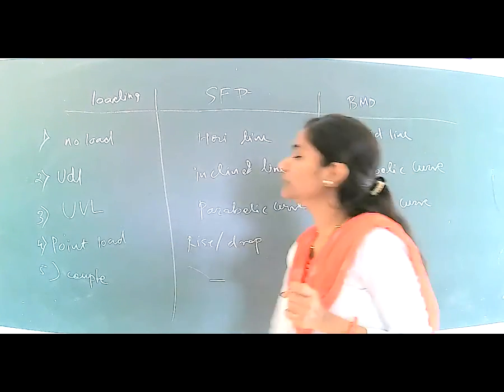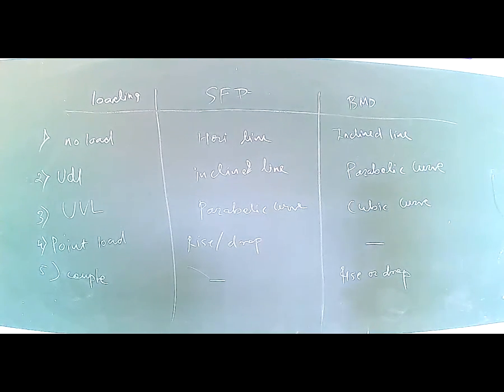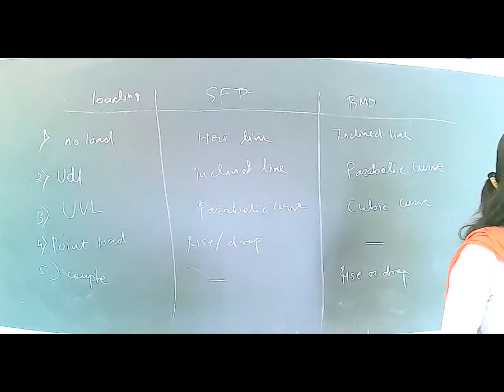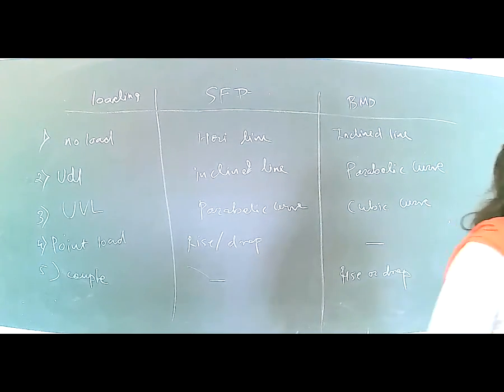Now the third one, that is the UVL, uniformly varying load. The SFD will be a parabolic curve and the bending moment diagram will be a cubic curve. The fourth one is the point load. At the point, the SFD will have a rise or a drop, and the bending moment will be nothing. The fifth one is a couple at a point. A couple is nothing but force into distance, and the shear force diagram will be nothing, and the bending moment diagram will have a rise or drop at that section. So you have to remember these 5 types of loading and the 5 SFDs and BMDs of those sections.